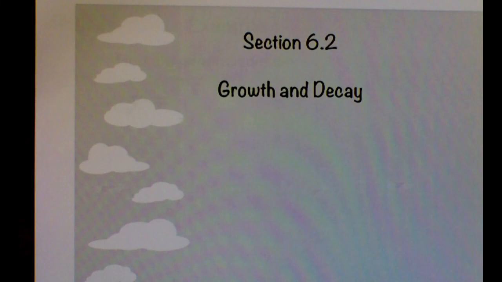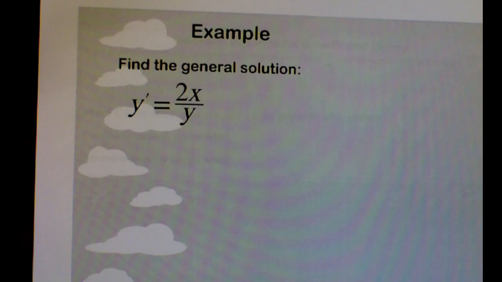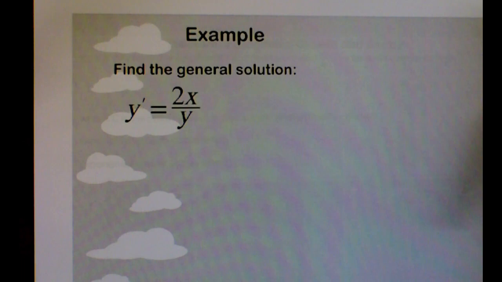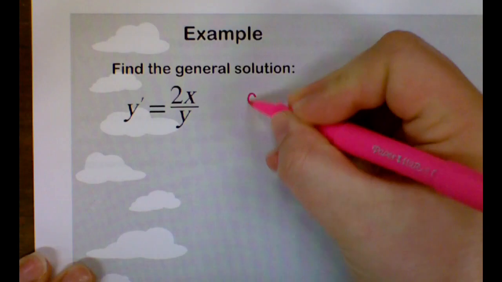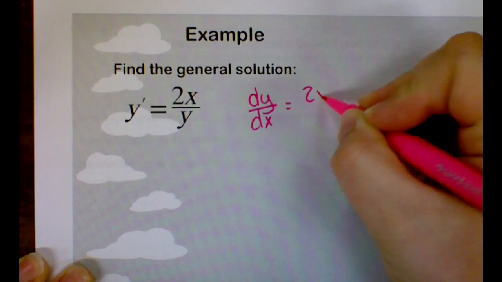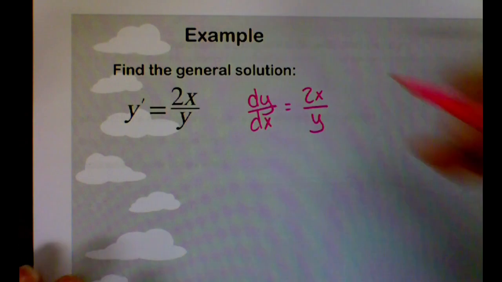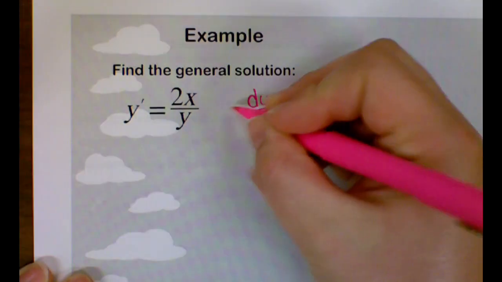All right, this is section 6.2, growth and decay. We're going to start this section talking about solving differential equations. If I have y prime equals 2x divided by y and I want the general solution, it means I want to find the derivative. So y prime can also be written as dy/dx, and I like that manner better for this process. We want to get all the x's on one side, all the y's on one side, so I want to multiply my y over.